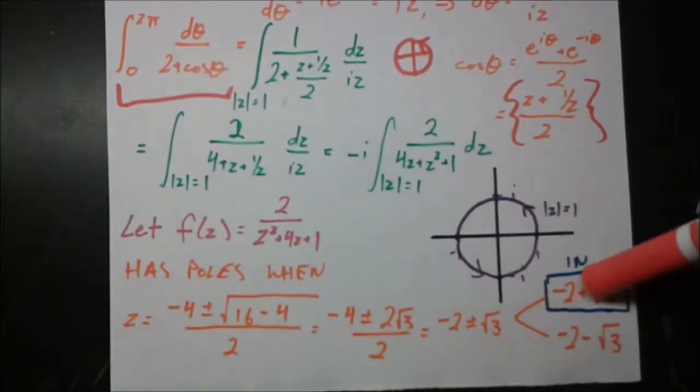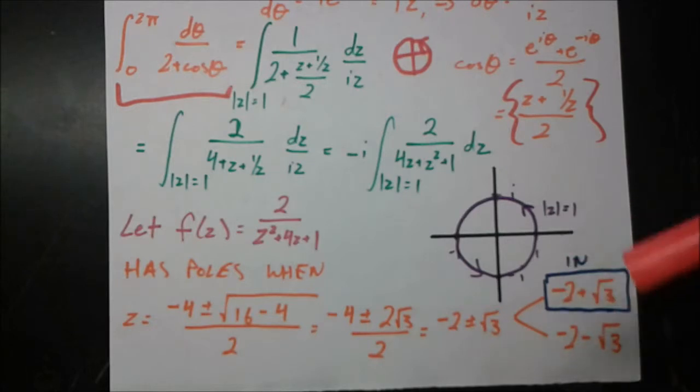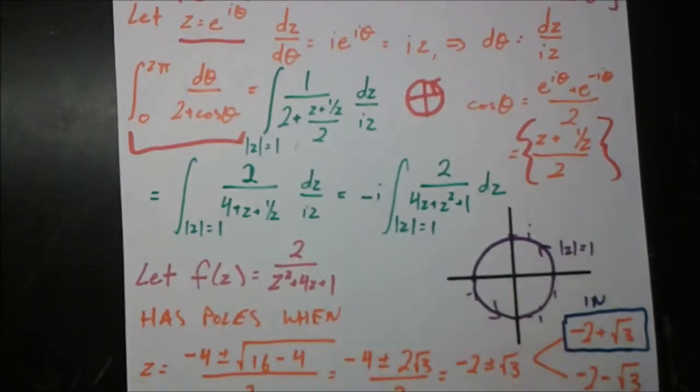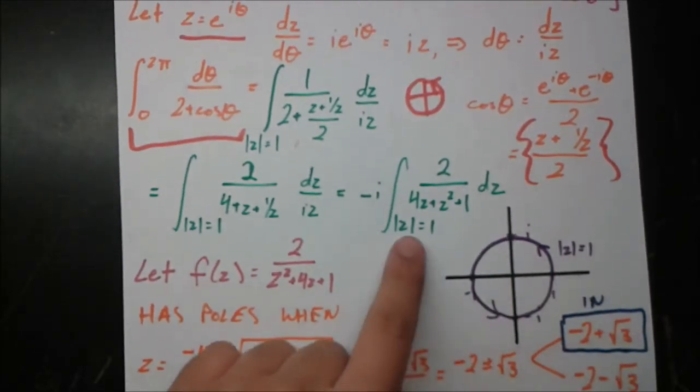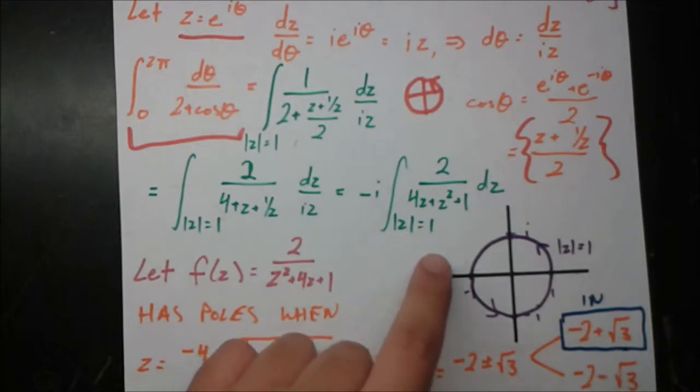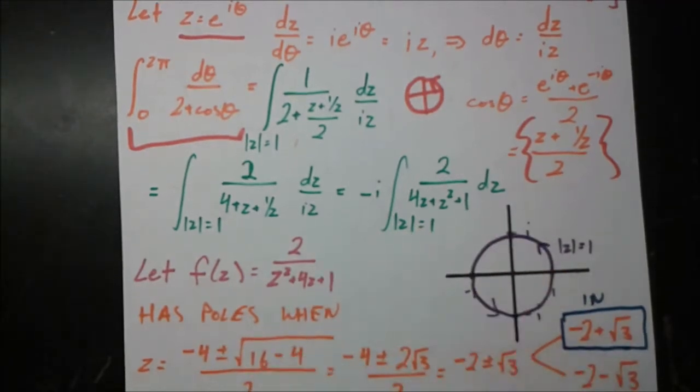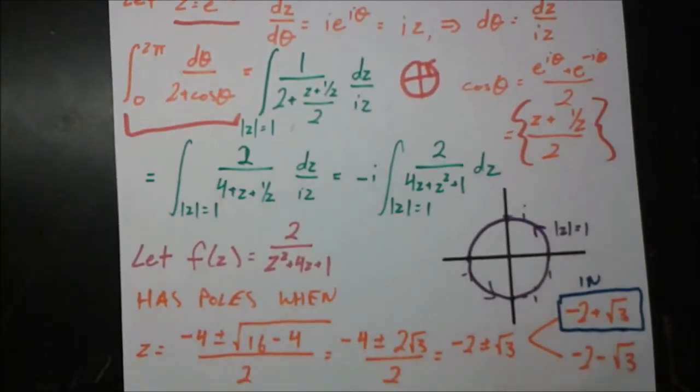And so again, we don't need to consider both of these. In fact, if we do, we'll get the wrong answer. We only need to consider the one that's inside our contour. So what's our curve or contour in this example? Our curve is going to be modulus z equals 1, or that unit circle that I've drawn right here. Now, which of these, if any, lie inside that curve?